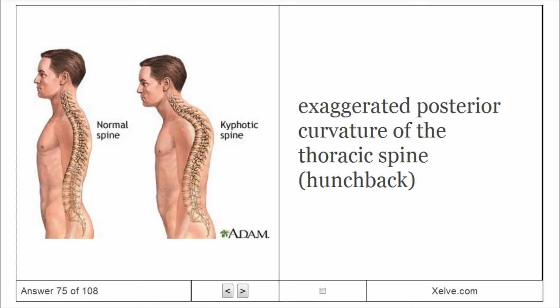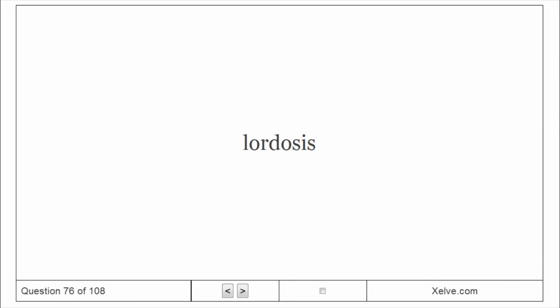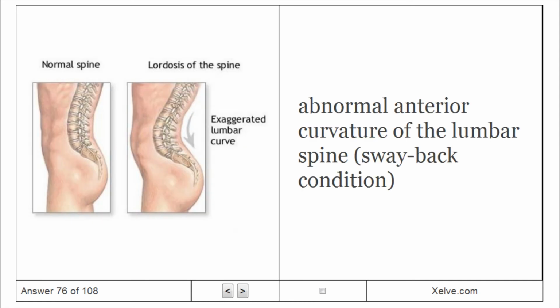Kyphosis. Exaggerated posterior curvature of the thoracic spine, hunchback. Lordosis. Abnormal anterior curvature of the lumbar spine, swayback condition.